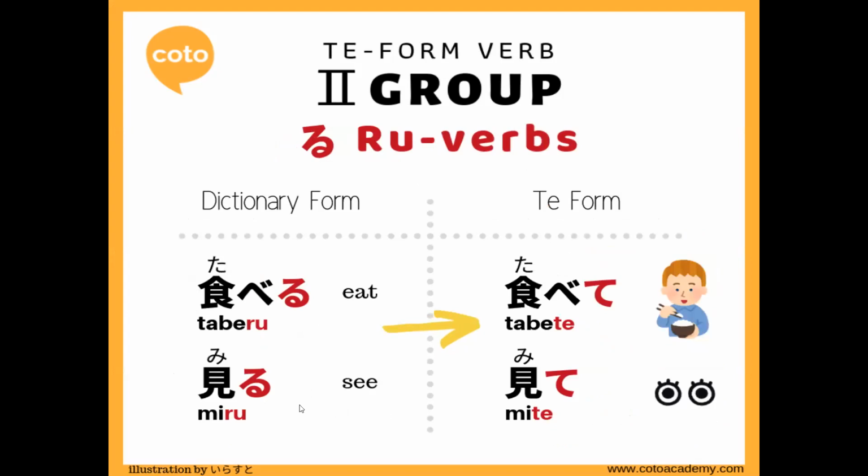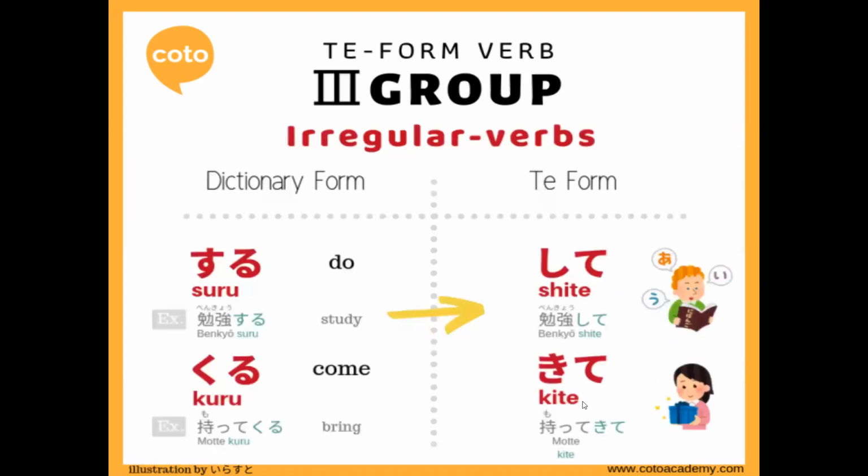And we also have here the second group. For the second group of the verbs, we have the Ru-verbs. It's very easy because what you are going to delete here is the ru only, replace ru with te. So just like taberu, which means to eat, it will become tabete. So I am eating, tabete imasu. So tabete kudasai, please eat. So tabete. So the ru basically is replaced with te. Miru becomes mite.